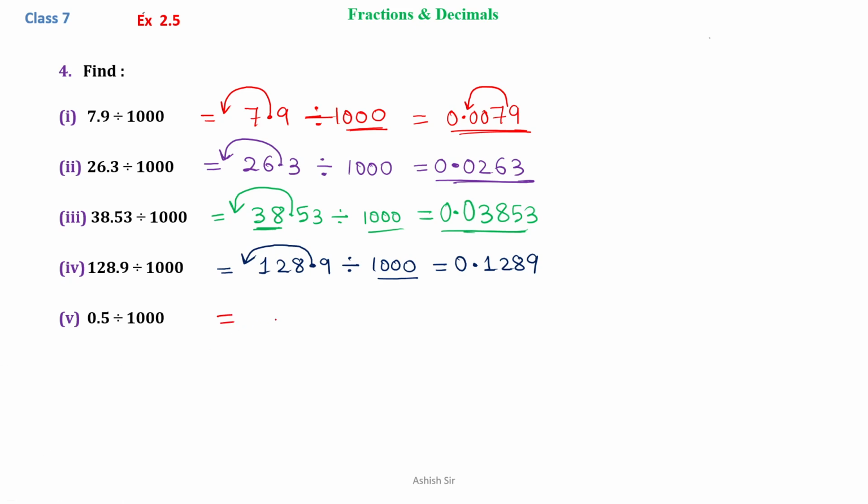Now the next one, 0.5 divided by 1000. So we can see that there are three zeros in 1000. So the point will have to go three digits to the left. Only one zero is there, so we will put two more zeros. So the decimal point will come here, and the answer will be 0.005.